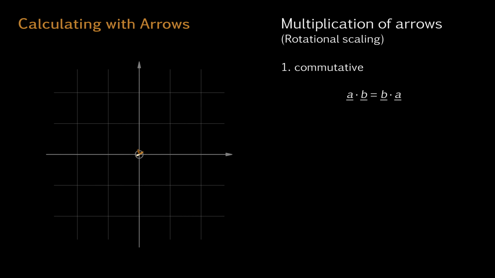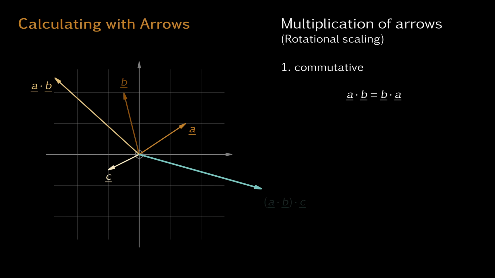Let's say we have again three arrows, A, B and C, and want to multiply all three together. We could start with A and B, which gives us AB. Then we can multiply this result by C to get AB times C. We could also have started with B and C first, giving us BC. And if we multiply this with A, it looks like we get the same result.